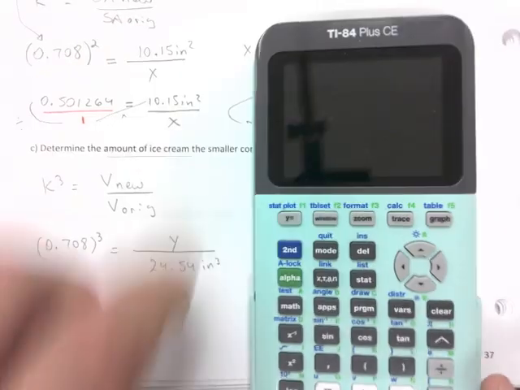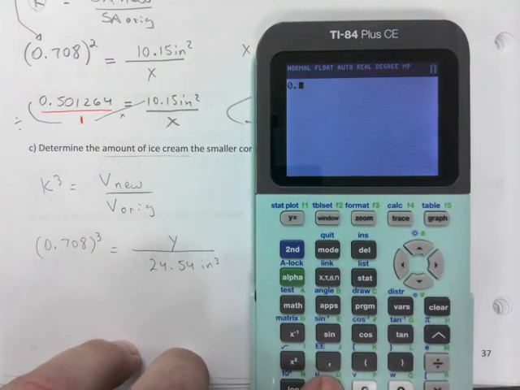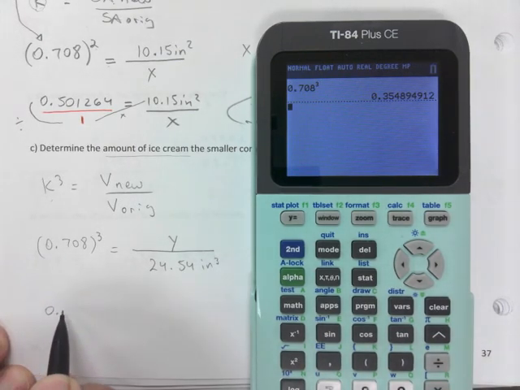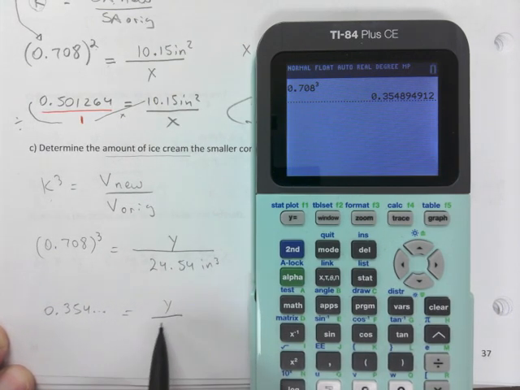Cube this one. Clear my screen. 0.708 to the power of 3. You don't have to write down the entire thing, but just make sure you use all of it, all of the decimals.